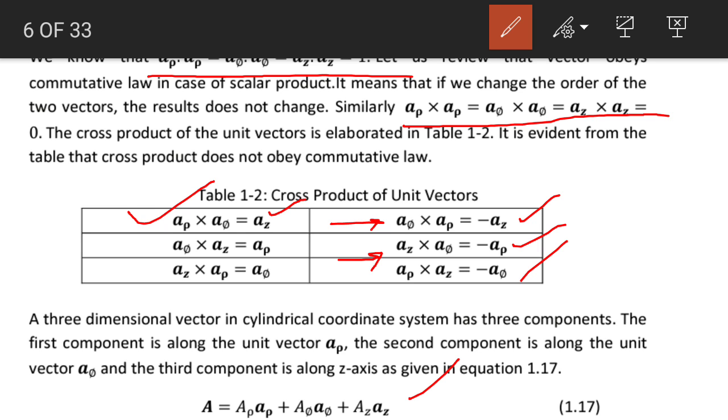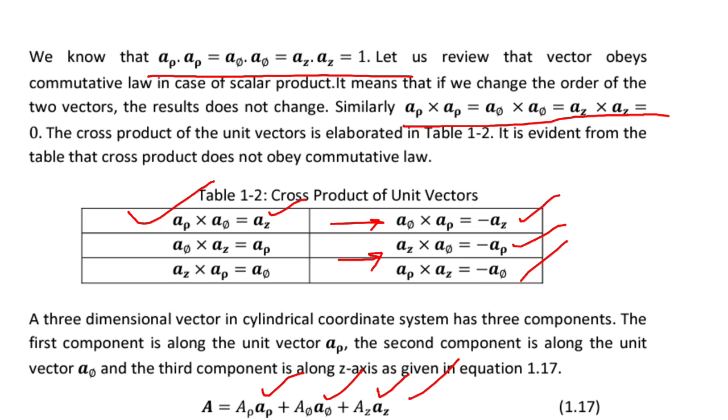This three-dimensional vector will have a component along the unit vector A rho, another component along the unit vector A phi, and another component along the unit vector AZ. And this is how we represent a three-dimensional vector in the cylindrical coordinate system. So a three-dimensional vector will be equal to A rho plus A phi plus AZ.